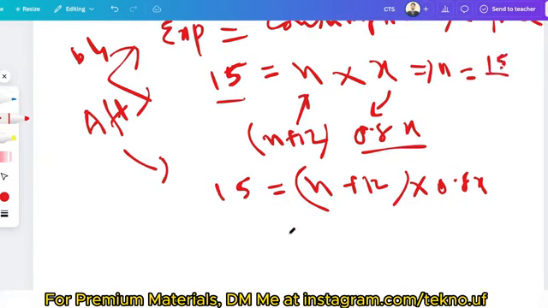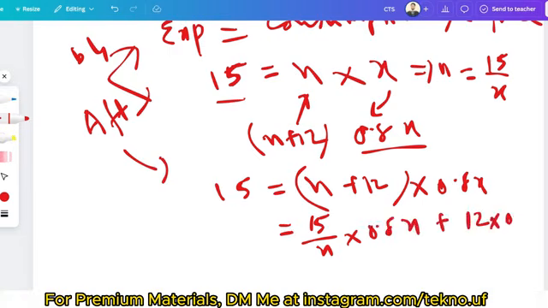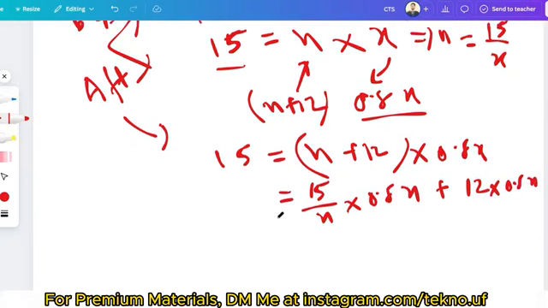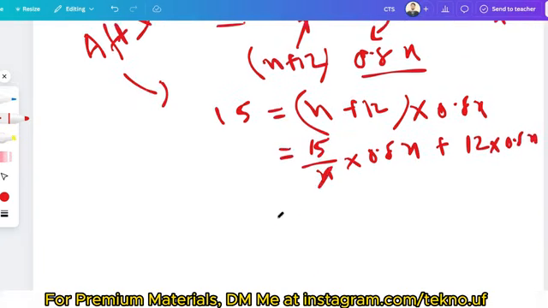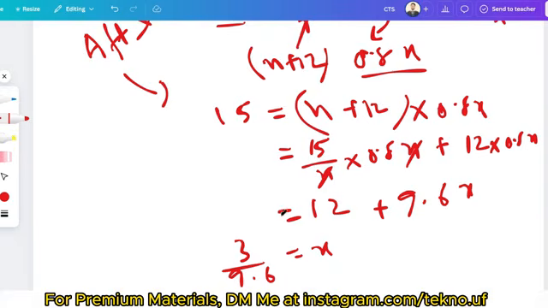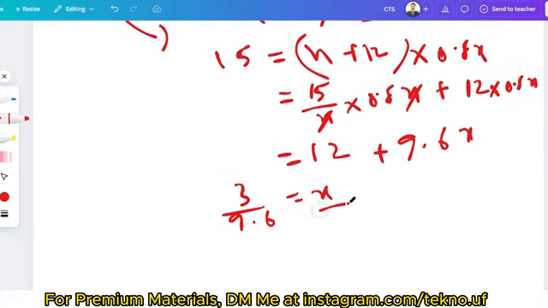Okay, so what is the value of N? That is 15 by X. So just substitute the value here. So 15 by X into 0.8x plus 12 into 0.8x. So let me just solve that. Okay, so X and X cancel. 15 into 0.8, that is 12, and plus 12 into 0.8x, that becomes 9.6x. Okay, so 15 minus 12, that is 3. So 3 by 9.6 is equal to the value of X. So this is the price of one strawberry.